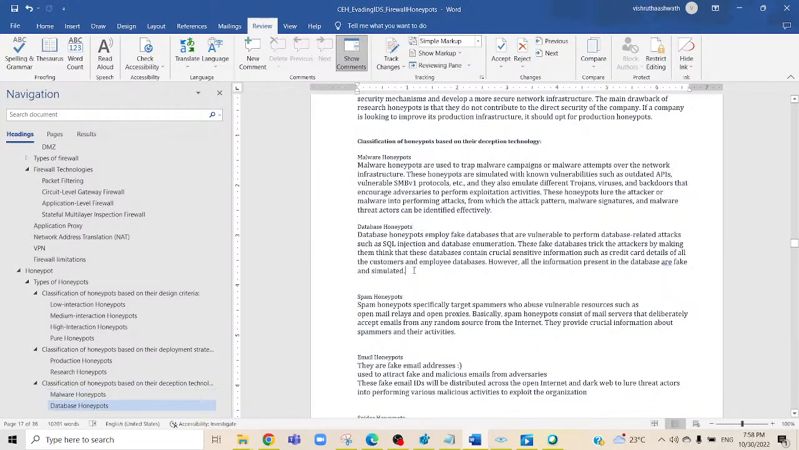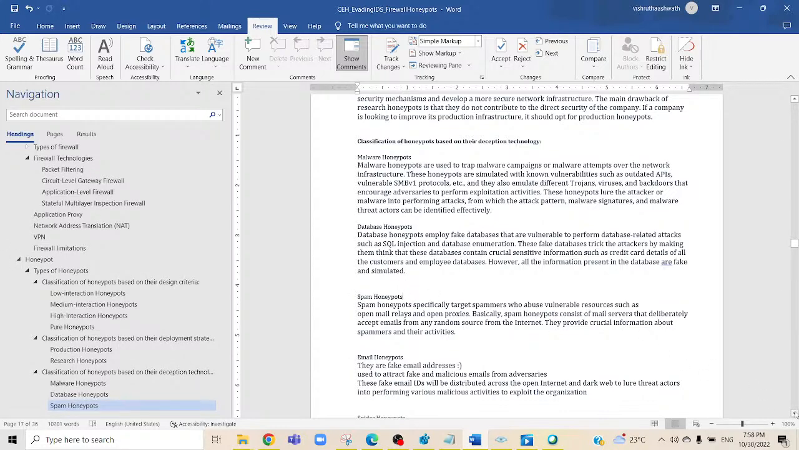Database honeypots. Database honeypots employ fake databases that are vulnerable to database related attacks such as SQL injection and database enumeration. These fake databases trick the attackers by making them think that these databases contain crucial sensitive information such as credit card details of all the customers and employee databases. However, all the information present in the databases is fake and simulated.